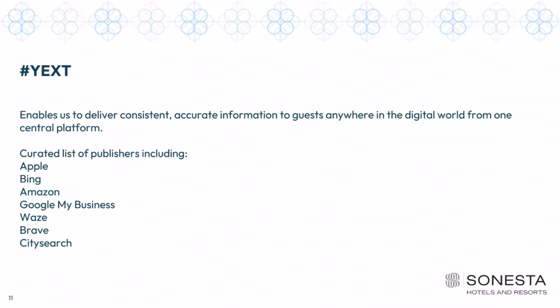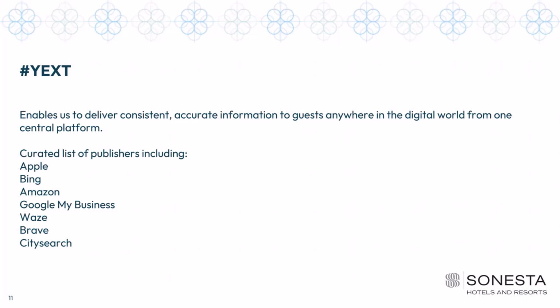So diving into Yext, giving you a bigger picture of what Yext does. Again, Yext is this tool that allows us to have consistent and accurate information anywhere in the digital world from a centralized single platform. It's a curated list of publishers, and some examples of those publishers are Apple, Bing, Amazon, Google My Business, Waze, Brave, City Search.